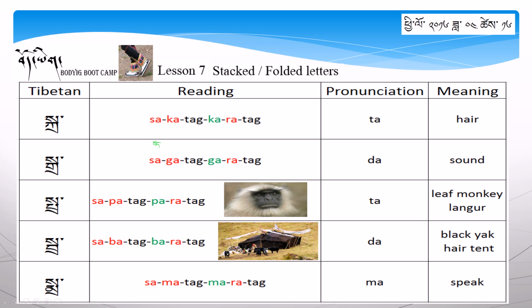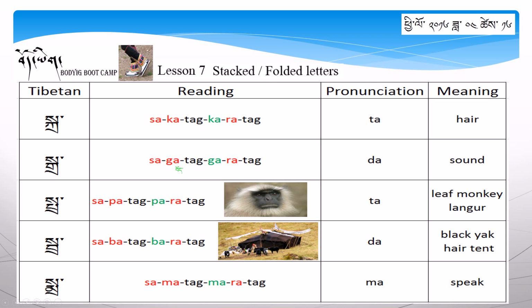So the first one is, again the red letters are the individual characters, right? So it's sa, ka, and ra. So after you attach sa and ka, it becomes ka, and then after you attach ra, then it becomes da. So how you would read it: sakata, karata, da. Da means hair.